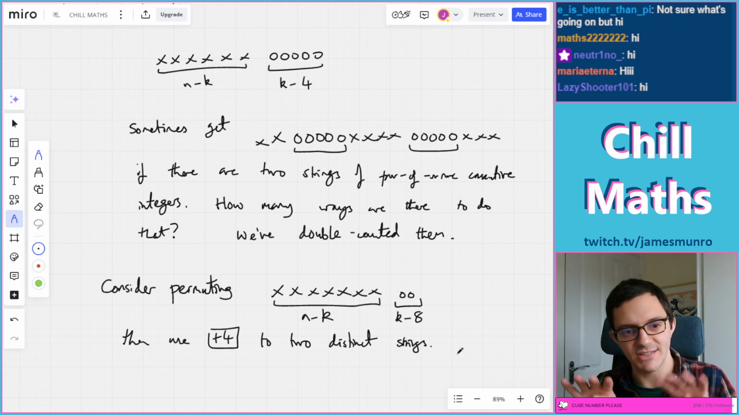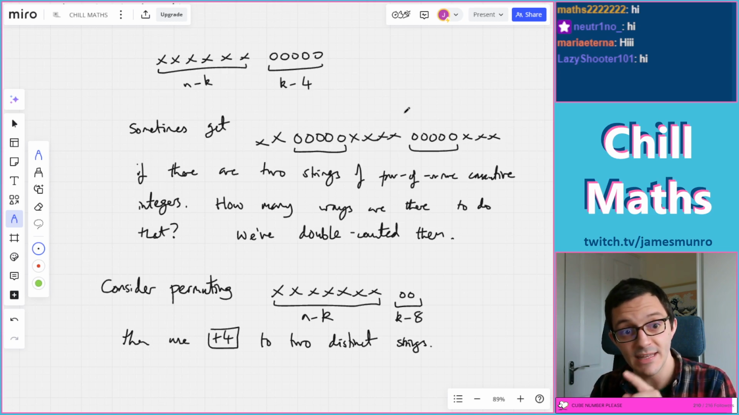So find 2 places to play your +4 card. This is a way to count how many of these things there are where, slight problem, we've had 2 long strings.